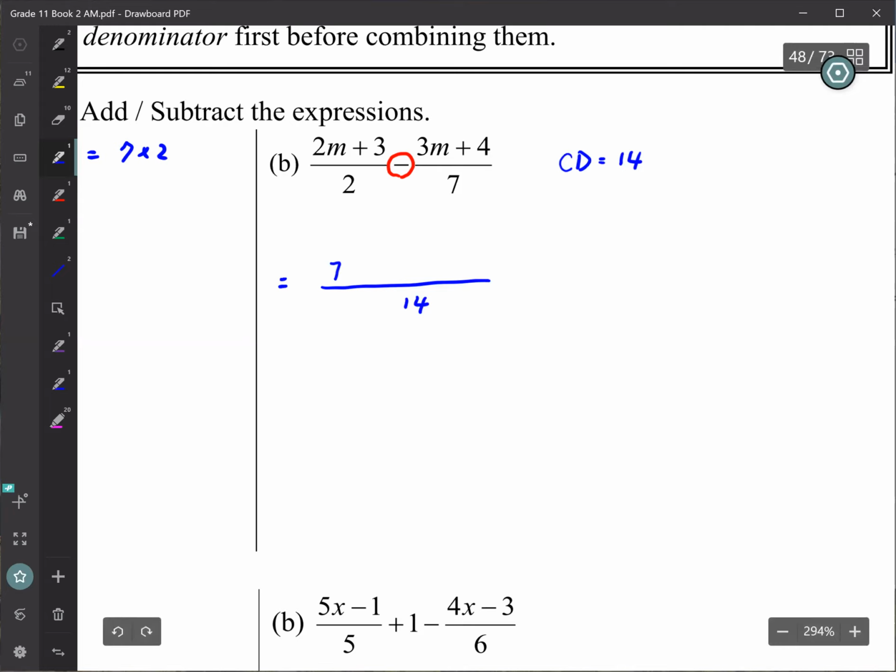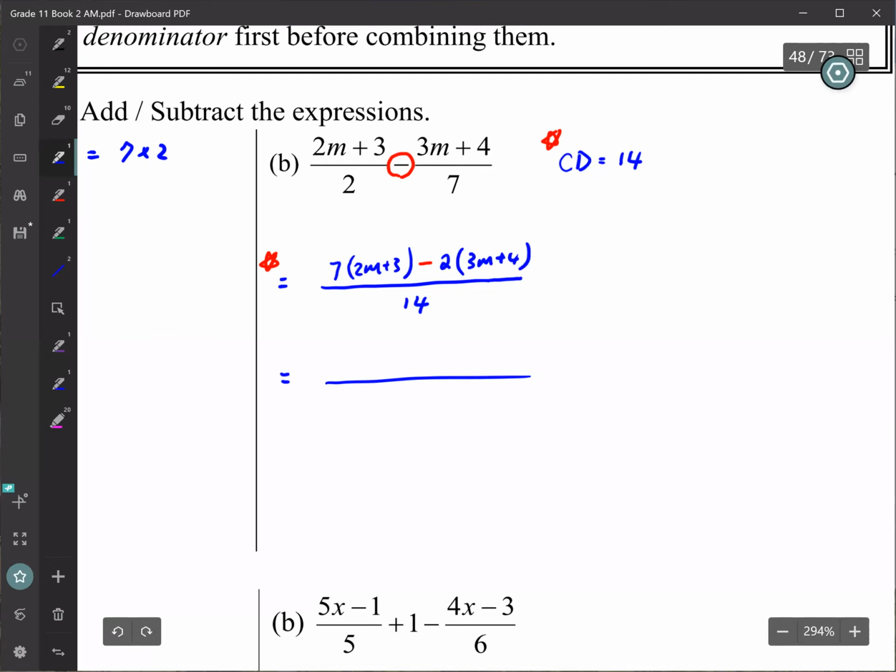So I will put 7 on the outside first, and then there's a subtraction. Now for the second fraction, it needs to times by 2. So I'll put a 2 and then 3n plus 4. Okay, so we know to simplify the numerator. So we got our first step: common denominator, first step to write out and combine the two fractions. Now we need to simplify the numerator.